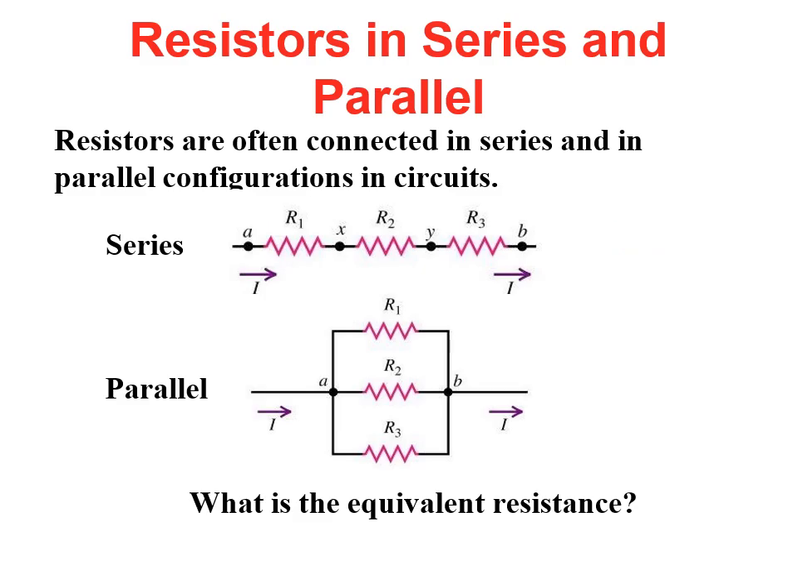Hi, today we are introducing direct current circuits. We start with series and parallel configurations. Resistors are often connected in series and in parallel configurations in circuits. Now, how do we determine the difference between series and parallel?